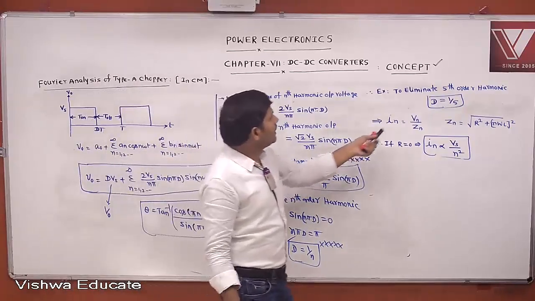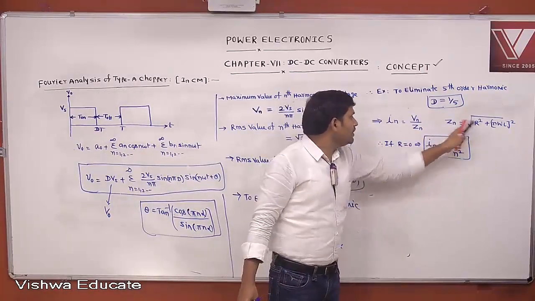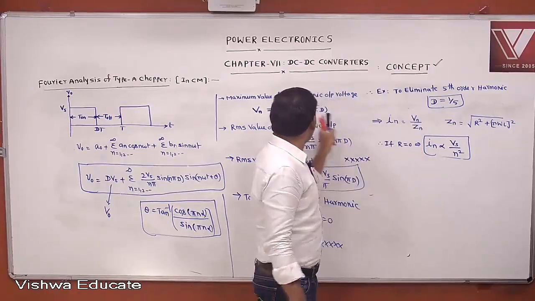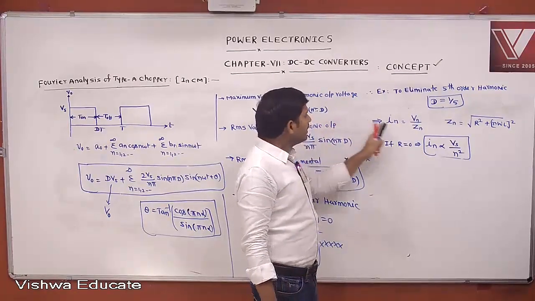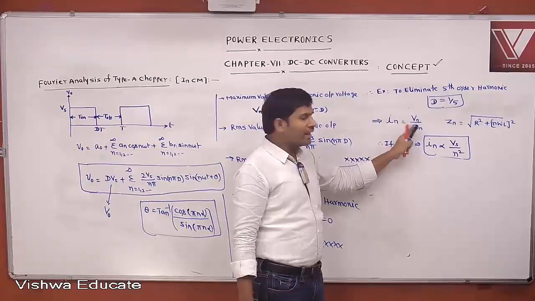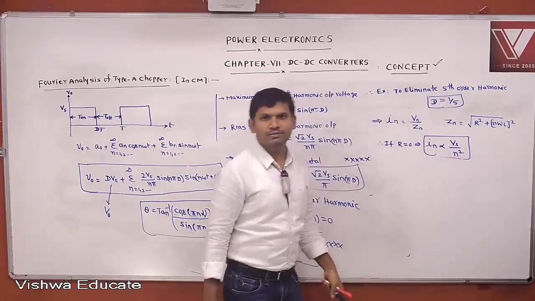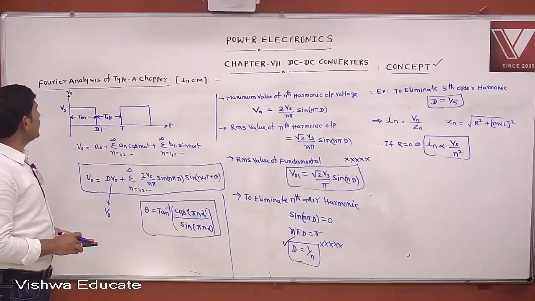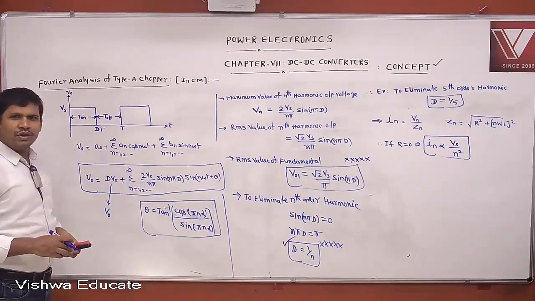This I am writing as Vn by Zn. If R equal to 0, in the denominator we get n. Vn is 2 Vs by n pi, in the denominator again n. N into n, n square. That is Vs by n square. This is the Fourier analysis. Once you know all these, then you can solve.